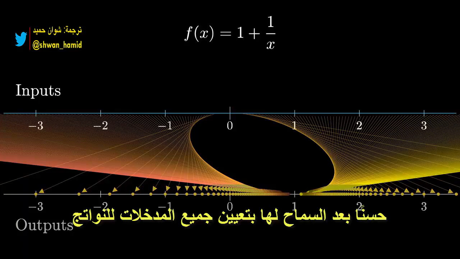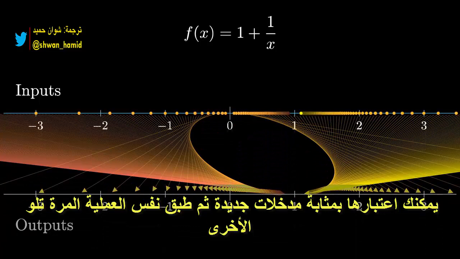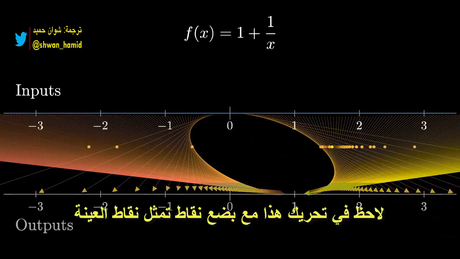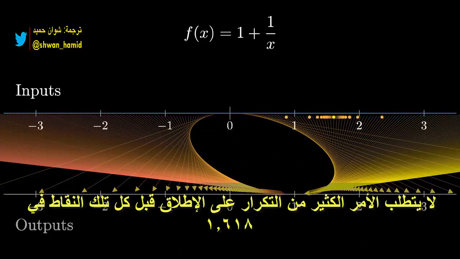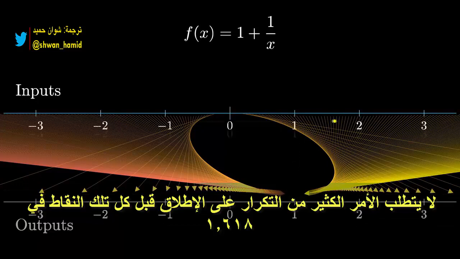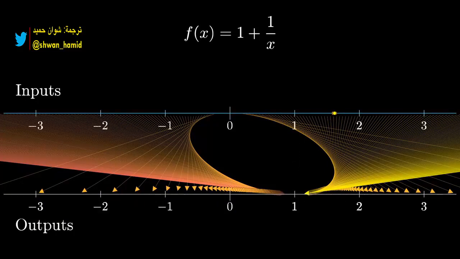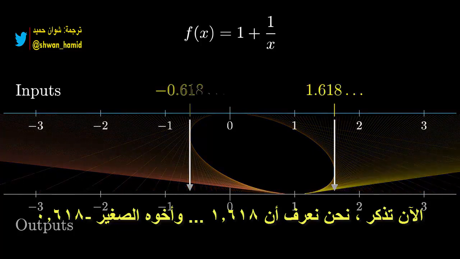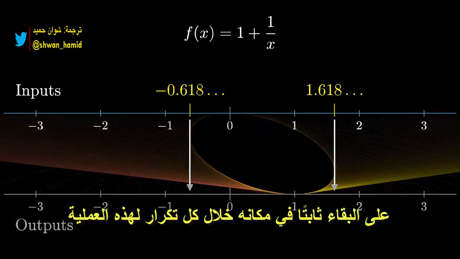Well, after letting it map all of the inputs to the outputs, you could consider those as the new inputs, and then just apply the same process again, and then again, and do it however many times you want. Notice, in animating this with a few dots representing the sample points, it doesn't take many iterations at all before all of those dots kind of clump in around 1.618. Now remember, we know that 1.618 and its little brother, negative 0.618, stay fixed in place during each iteration of this process.